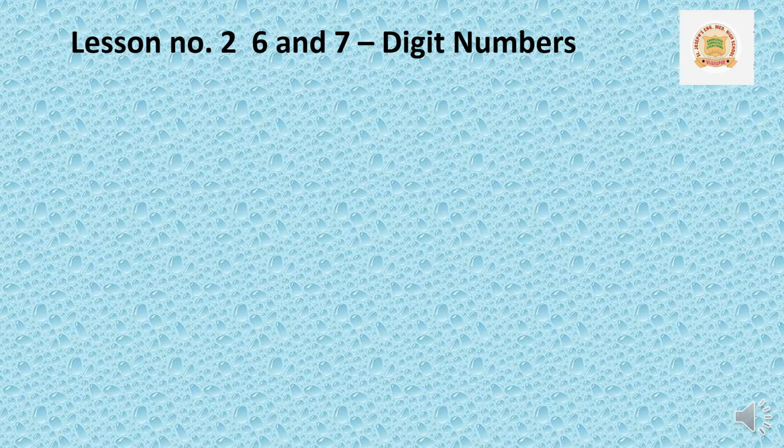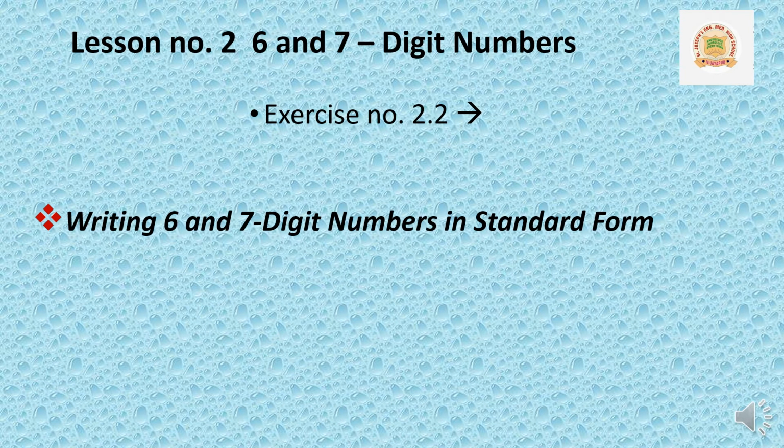Lesson number 2, 6 and 7 digit numbers. Exercise number 2.2. In this exercise, we are going to learn writing the 6 and 7 digit numbers in standard form. This concept we are going to complete in exercise number 2.2. So, to understand this standard form of the numbers, let us do one example.